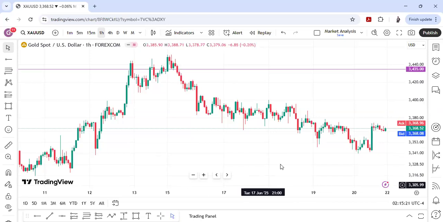We still have room for consolidation because of what is happening in the world right now. The tension between Iran and Israel is actually affecting the indices. So that's it for week 26.